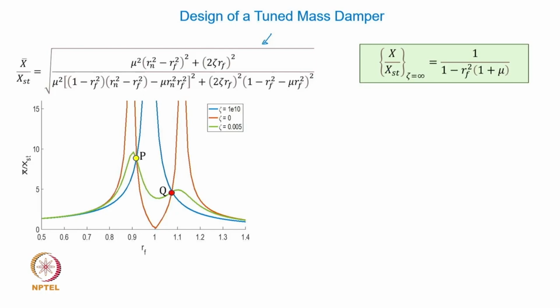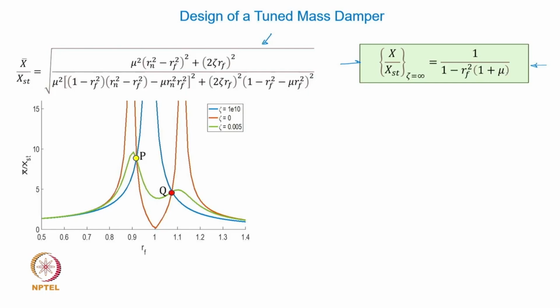Divide the numerator and denominator with zeta, okay, and set this zeta equal to infinity. You can find this from this equation. It's easy to get this equation by that manipulation. Okay, so this expression tells you what is the amplitude ratio when zeta is infinite. Of course, it is a function of RF and mu.